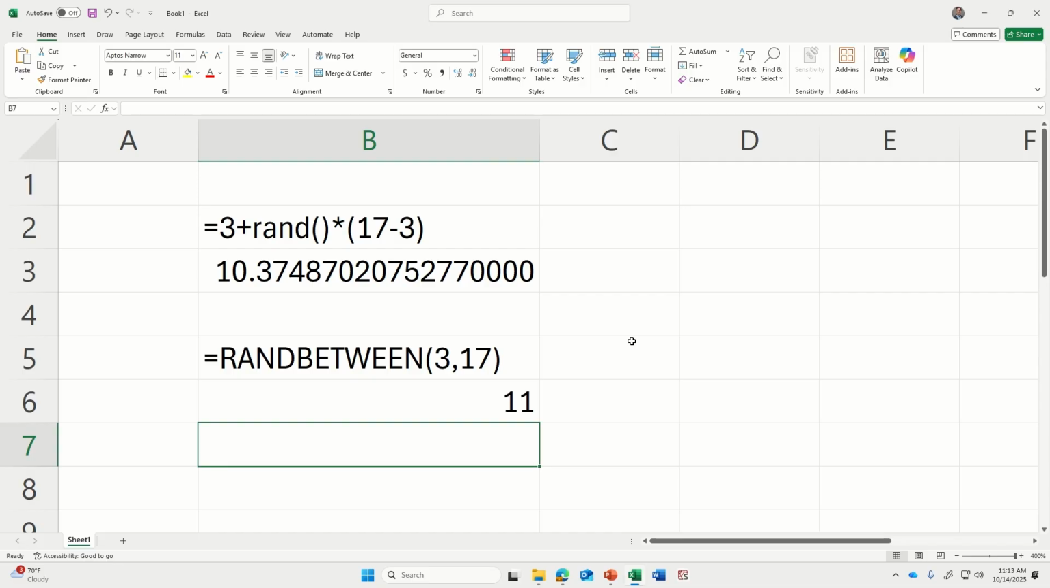So this is representative of a discrete uniform distribution, where all of the outcomes between 3 and 17 have equal probability. And this is representative of a continuous uniform distribution, because the probability density is still spread evenly between the number 3 and 17, but the outcomes don't have to be whole numbers in that case.